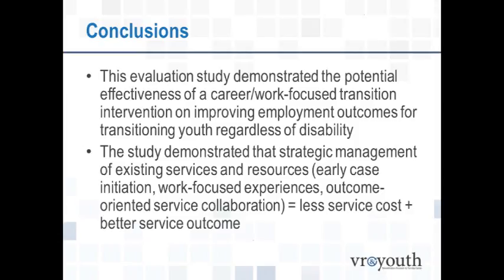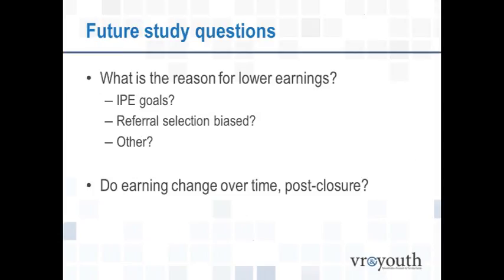For future research questions, if we go to the next slide, we need to ask ourselves, what's the reason for lower earnings? We don't know because we haven't looked into that, but we do know that the MSTC students earn slightly less, not significantly, but slightly less. So we should ask, is this because of the particular IPE goals? Was it because there was some selection bias? Was it because more students with more support needs were recruited into MSTC than not? We don't know any of that, so those are things worth studying.